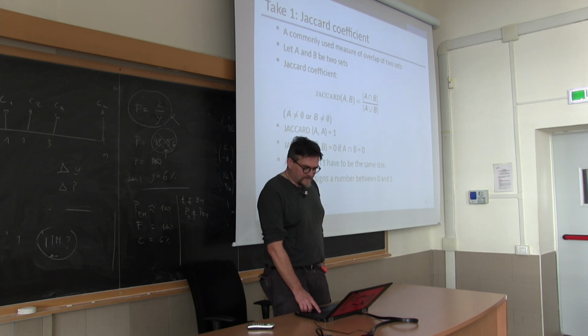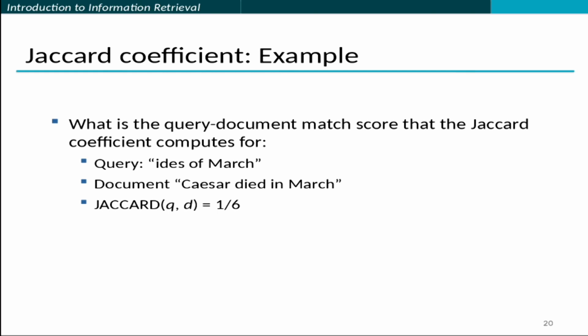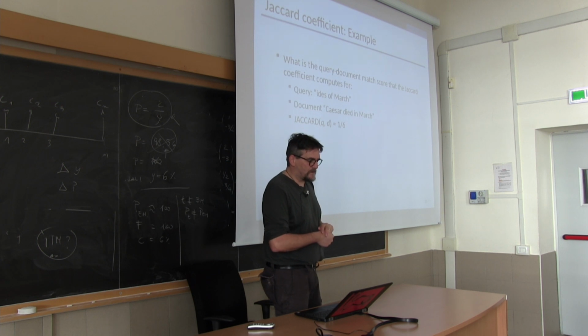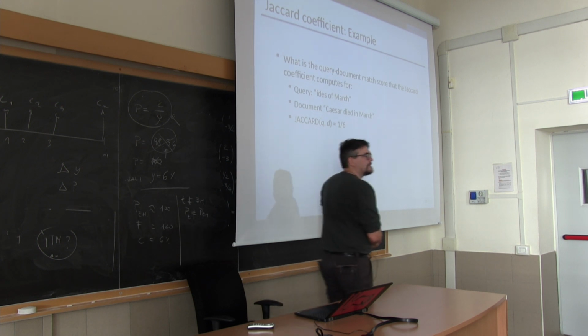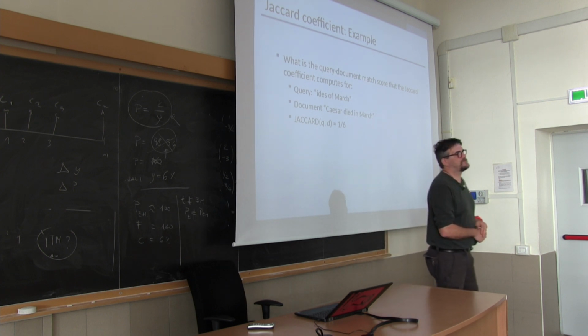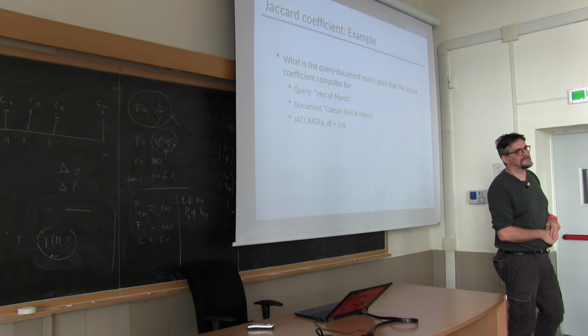As an example, we have this query and this document: the query is Edith of March, and the document is Cesar died in March. So the Jaccard coefficient is the intersection, which is 1 because we have only March in the intersection, over 6, which are the different terms between those two sets. Okay? Good. Do you see any possible problem? Just to give you a hint, it is related to the fact that we are looking at the query and the document as sets.